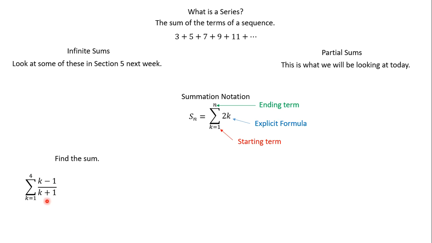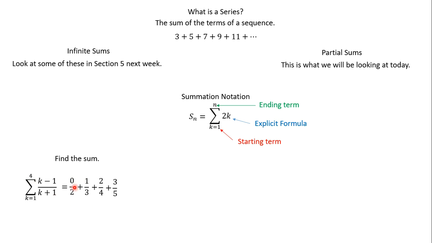So we're just going to start by plugging in 1. So 1 minus 1 is 0, over 1 plus 1 is 2. Plus, plug in 2. 2 minus 1 is 1, over 2 plus 1 is 3. Plus, plug in 3. Plus, plug in 4. And that's it. We're going from 1 to 4. Then we just have to add these numbers together.